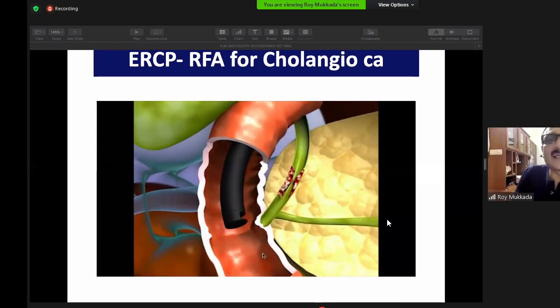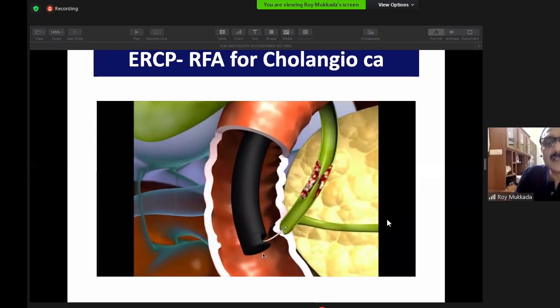This is again RFA, the animation showing how it is done. You pass the wire, just like doing an ERCP, and then pass the ablator and then ablate. If you are putting in a metal stent, you can ablate the lesion and then put the metal stent, or if there is tumor ingrowth into the metal stent, you can do it.